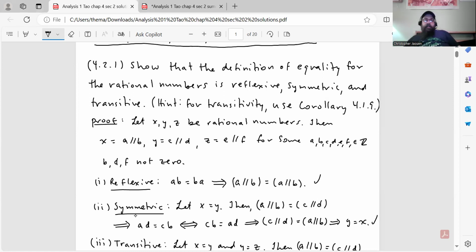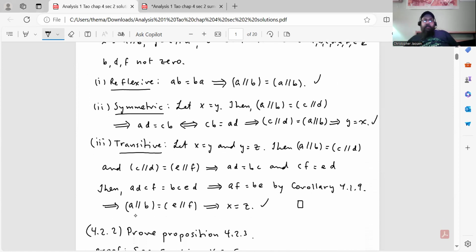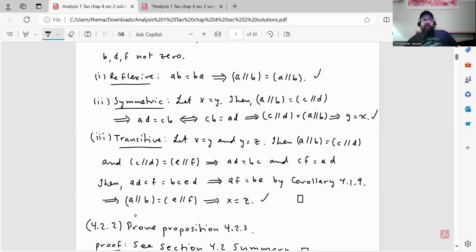So in order to show that it's an equivalence relation, there's three things that we need to show: reflexivity, symmetry, and transitivity. So reflexivity is obvious. AB equals BA, right? If A and B are integers, which implies that A/B equals A/B by the definition. So that shows reflexivity.